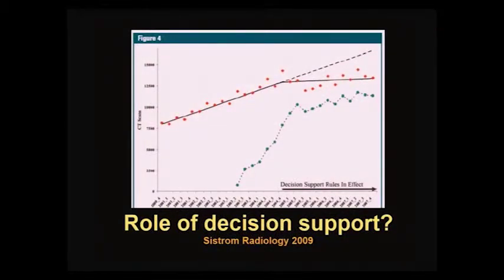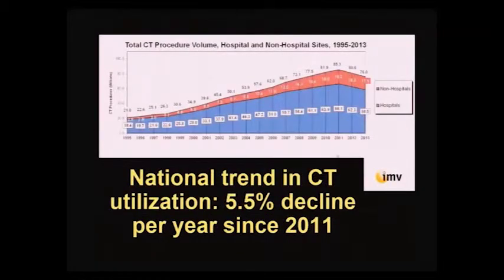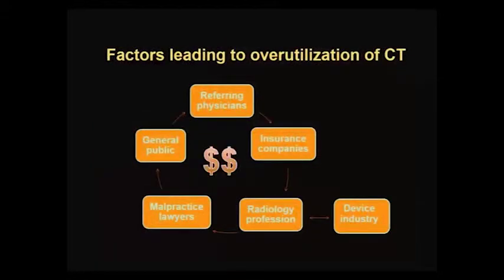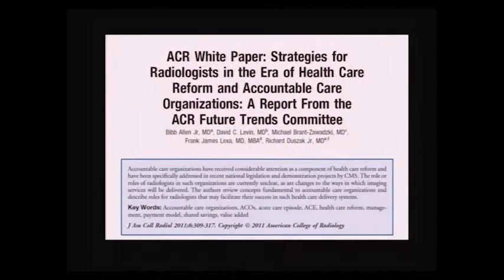So what's the role of decision support? It can bend the curve a little bit. I'm convinced of that. This is data out of Mass General, and there's a bigger national trend going on. The national trend is that there is a decline in annual utilization of CT, which is probably not quite due to decision support, but the radiation scare, economic drivers, constraints that are within our system. So I'll go over this, and I would like to summarize with a white paper that was published by the ACR, Strategies for Radiologists in the Era of Healthcare Reform and Accountable Care.